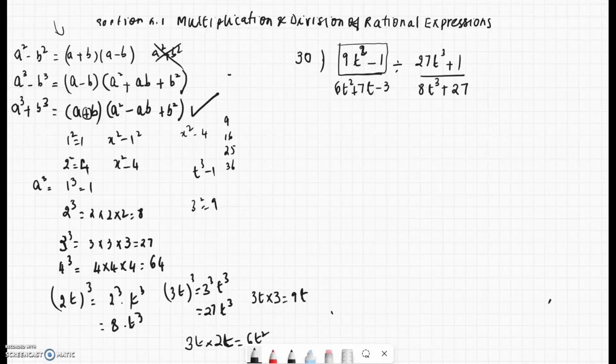And similarly, when you see a cube, you need to recognize it as well. What is 2 cubed? It's 2 times 2 times 2, which is 8. 1 cubed is 1 times 1 times 1, which is 1. 3 cubed is 3 times 3 times 3, which is 27. 4 cubed is equal to 4 times 4 times 4, which is 64.